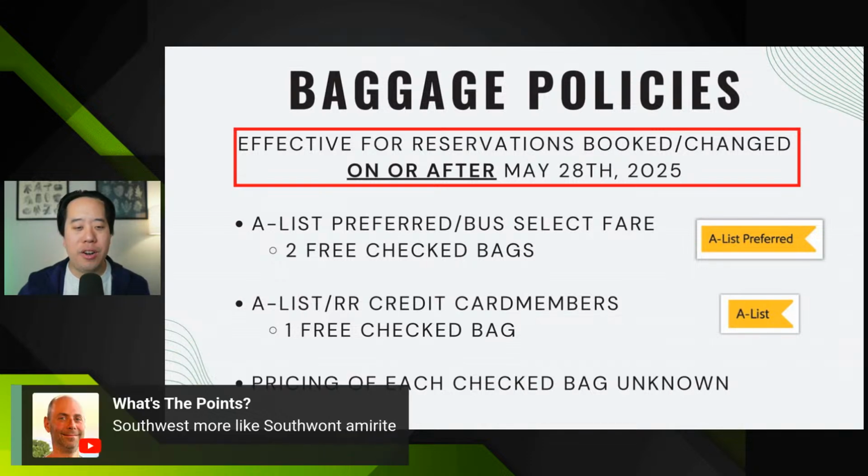What's the point here in the house? Southwest, more like South won't, am I right? Exactly. If you could choose a different airline, I would just do that. But some of us, like myself, are kind of forced onto Southwest because there's no other alternative. So we just have to stick with it and hope for the best.